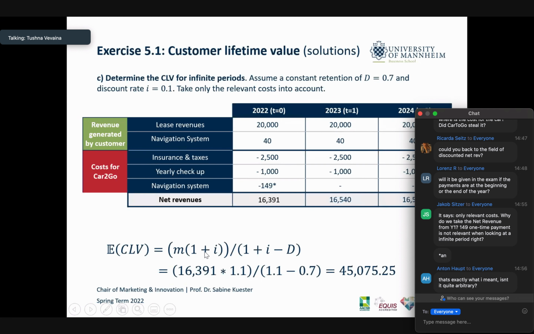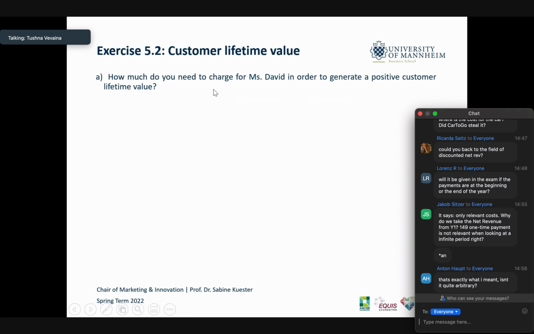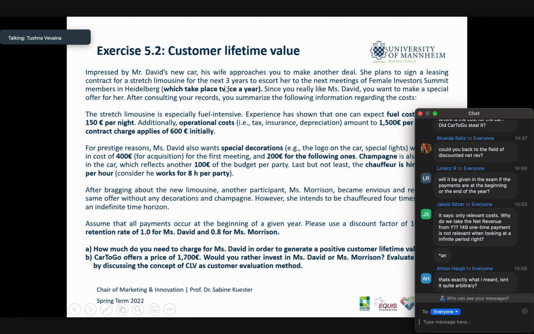And this is your infinite period calculation, which is the same formula which I showed you guys. Then you have exercise 5.2, where you have a new sort of offering and a new sort of contract the firm may be going in for. And here we see, for example, this is Mrs. David, and she's planning to lease out the limousine for the next 3 years, very specifically given next 3 years, and for parties which take place twice a year. And we are calculating all these costs and revenues.